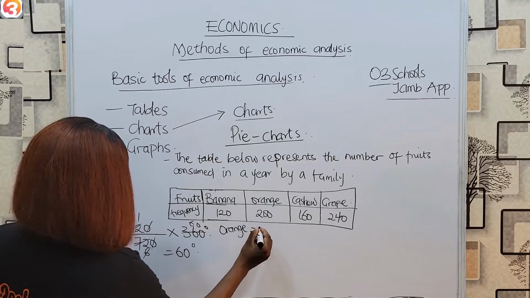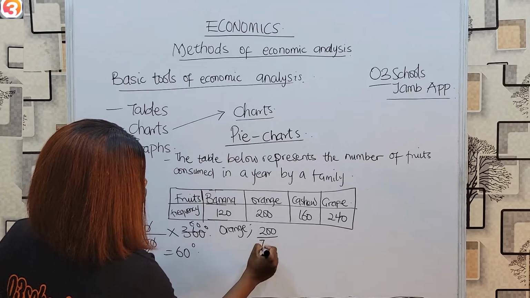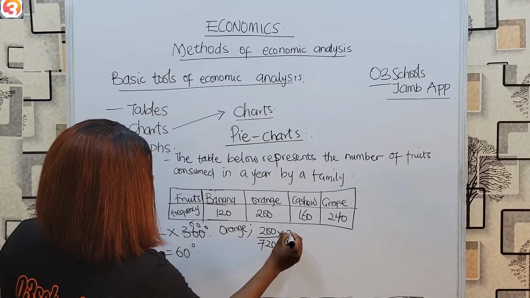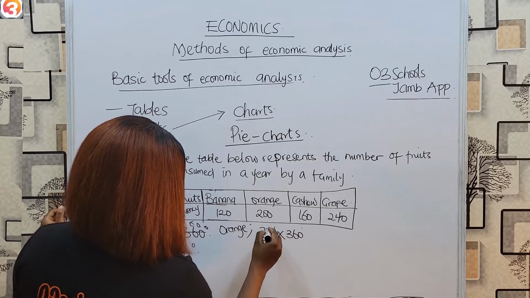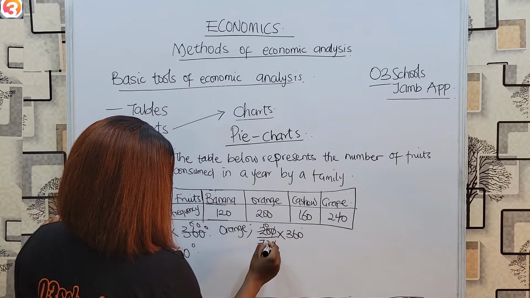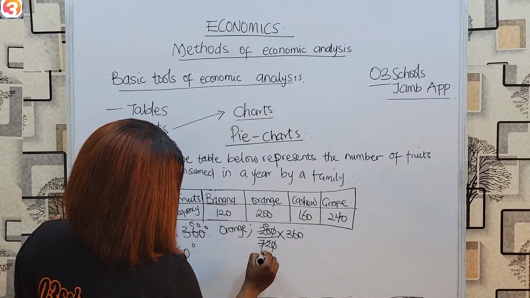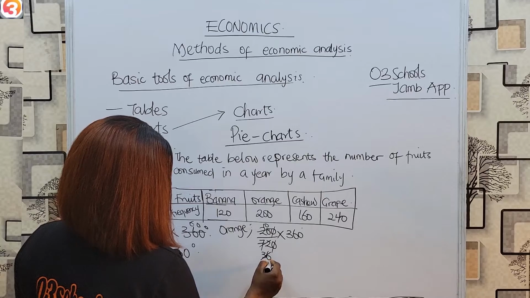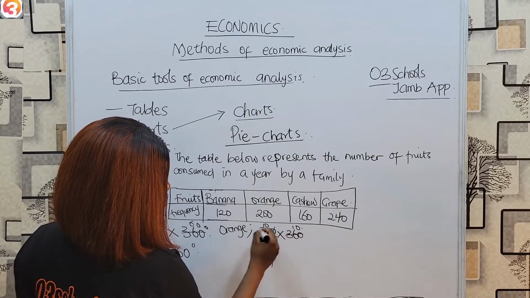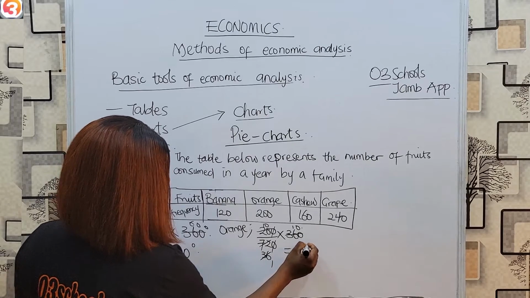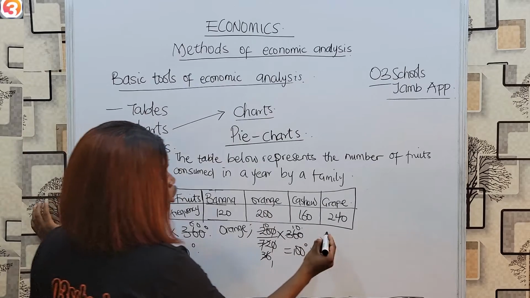Now let's look at orange. Orange is equal to what? 200 over the total frequency, which is 720, multiplied by 360 degrees. So we have 10, we have 36 here, and 36 here. So 10 times 10 equals to what? 100 degrees. So orange is 100 degrees.